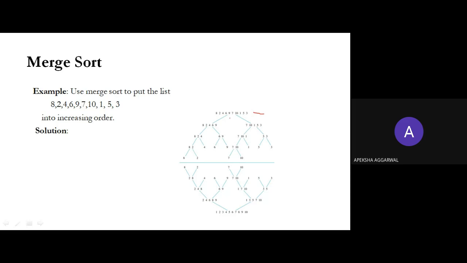Now, merge sort is nothing but this: you first divide the numbers and then you merge. You divide it until only one element is remaining. Now, how to divide? You will divide it into half. So, half the numbers are from here to here: 8, 2, 4, 6, 9. And 7, 10, 1, 5, 3. So you have divided it, and you always divide it into half. If odd numbers are there, then n plus 1 in the first list and n in the second list.